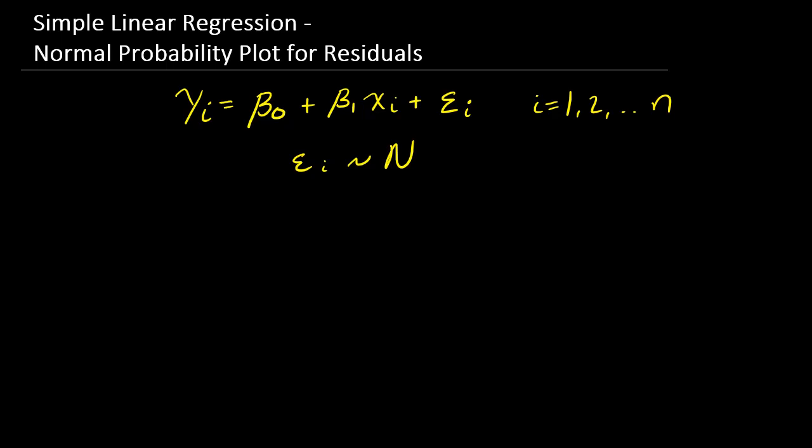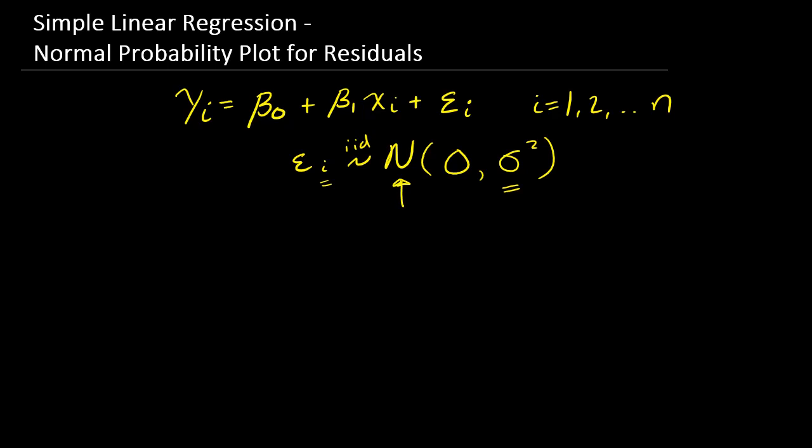The assumption is that they are normally distributed, IID, identically independently distributed. That means your error terms are uncorrelated, and their mean is 0 and the variance is sigma squared, the homogeneous variance assumption, that they have the same variance for all i. They're identically distributed. And in this video, we're going to focus on this normality assumption.